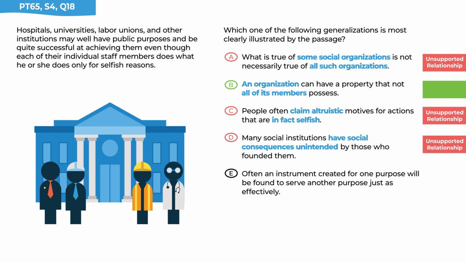Answer choice E says that often an instrument created for one purpose will be found to serve another purpose just as effectively. Again, another answer choice that's comparing two things. So the original purpose and the new purpose, right? And they're different. So answer choice E gives us that comparison, but it's not giving us a whole to a part or a member. This has got another unsupported relationship, not the right answer. That leaves us with answer choice B as the correct choice.